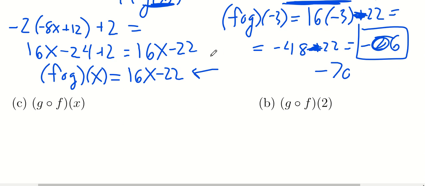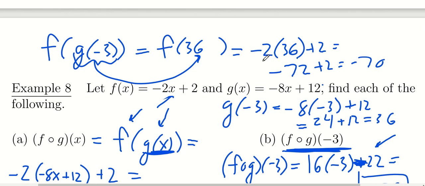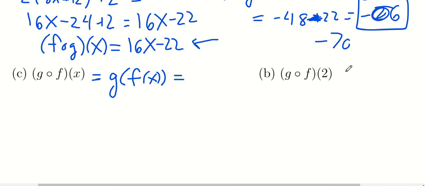Let's take a look at the next part of this. We now want to find g composed with f of x. Recall that this is, by definition, equal to g of f of x. So starting with the outermost function g, remember g of x is the function negative 8x plus 12. So g says to take your input, multiply it by negative 8, and add 12 to it.